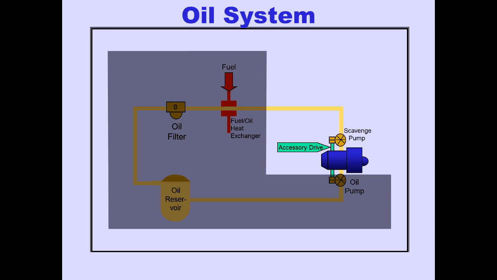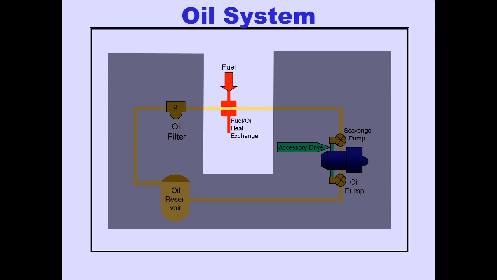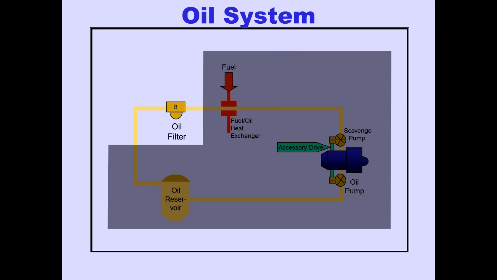After the gearbox assembly and bearings have been lubricated, the oil is scavenged from the engine by a scavenge pump. The scavenge pump is driven by the accessory gearbox. The oil is cooled by fuel as it passes through the engine's fuel oil heat exchanger. The oil passes through a filter to remove solid contaminants. The filter has a bypass feature which prevents engine oil starvation if the filter becomes clogged. The oil returns to the reservoir.